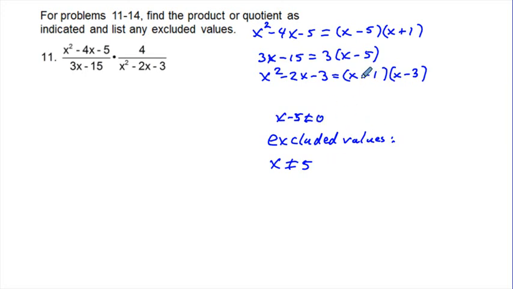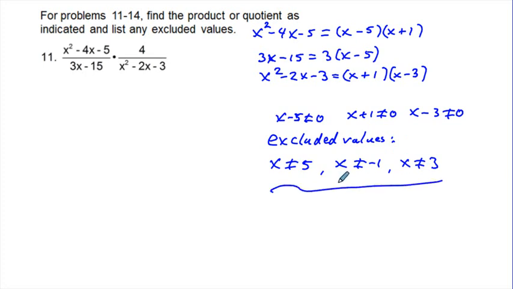And so what we're going to have here is that x plus 1 cannot equal 0, and x minus 3 cannot equal 0. So x cannot equal negative 1, and x cannot equal 3. So these would be our excluded values.